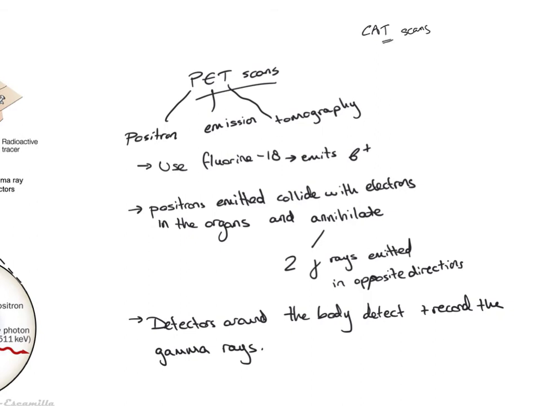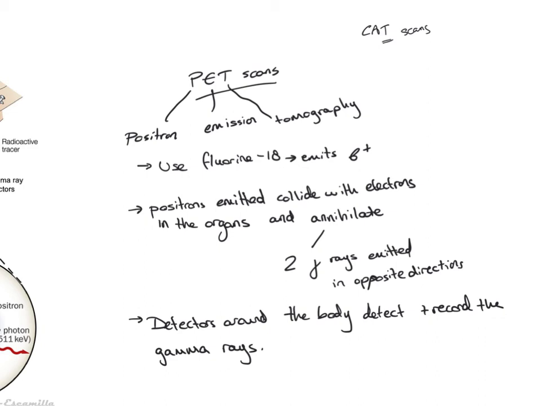So they do take slices of sections of the body, but they do it through positron emission. An example of a radioisotope that can be used is fluorine-18. Carbon monoxide can also be used to target different areas, but these are just examples. Fluorine-18 and carbon monoxide, when they decay, both emit beta plus, so a positron. Remember that we've seen that in radioactivity, and also in nuclear physics.